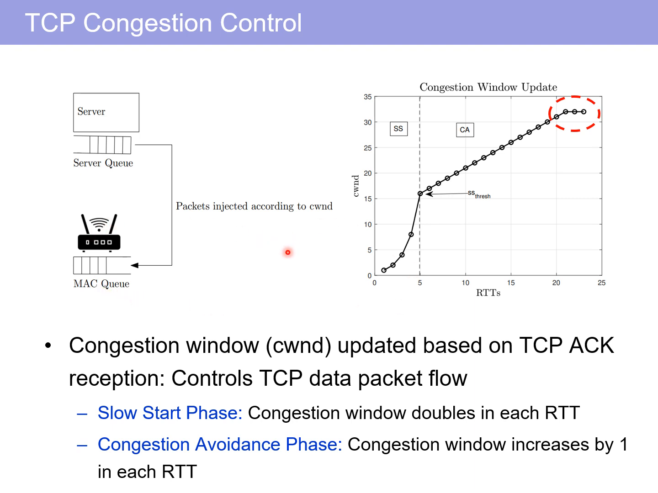The congestion window is updated based on the TCP ACK reception. TCP ACK packets are packets that are sent by the receiver to the sender in a TCP connection, acknowledging the successful reception of the data packet. In the slow start phase, the congestion window is aggressively updated and it doubles in every round trip time. In the congestion avoidance phase, the congestion window increases by 1 in each RTT until it finally reaches a maximum value. In the analysis presented in this paper, we are operating in the regime in which the congestion window has reached the maximum value.